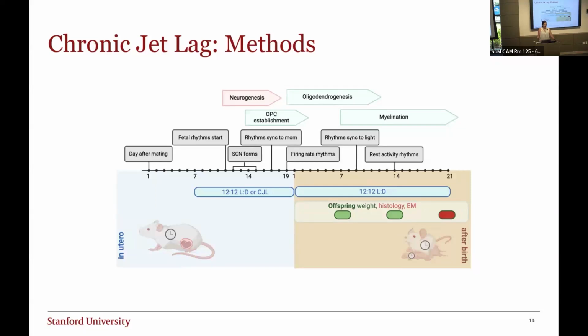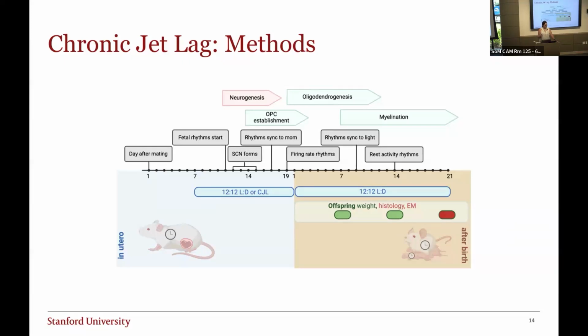So we take pregnant mice, and at embryonic day 7, they either maintain in their control setting, which is a 12-hour light-dark cycle, which is what you see in most animal houses. For the experimental group, we subject them to chronic jet lag, which is every other day, they have a 6-hour phase advance of their light-dark cycle. That's the equivalent of if you flew from Chicago to London every other day.